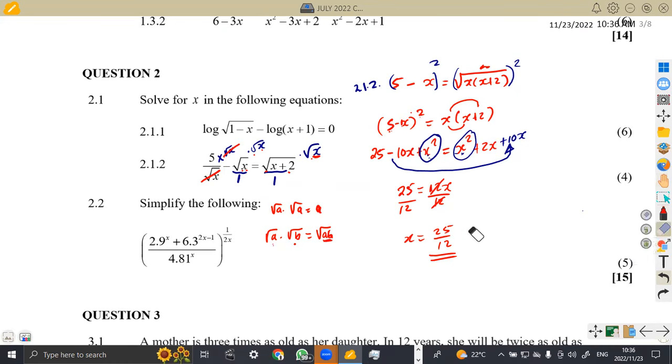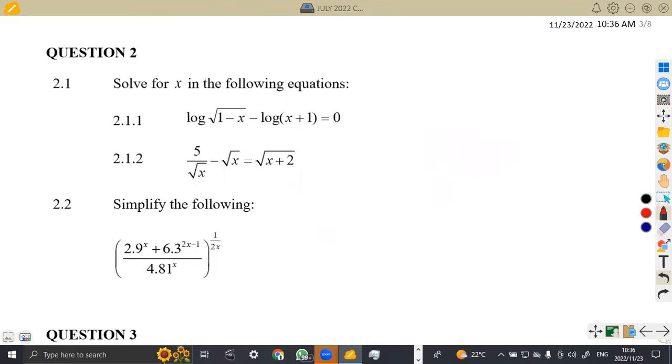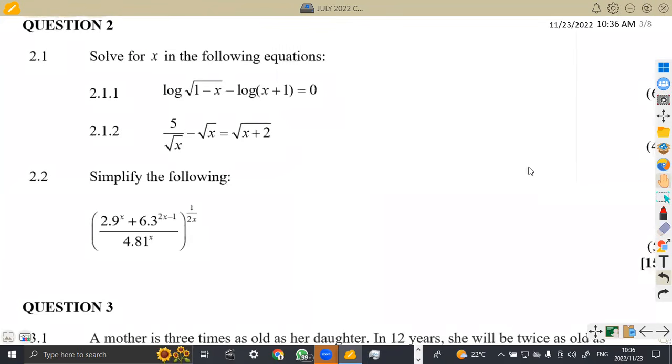Let's check question 2.2. There we are asked to simplify. This is not about solving, but it's for you to simplify the expression that you're given. So whenever you're dealing with an expression, it depends how you are going to rewrite your terms. In this case, we've got 2 by 9 to the exponent of x plus 6 by 3 to the exponent of 2x minus 1. So you can choose to rearrange and write in the way that you understand, especially in terms of the bases and exponents.